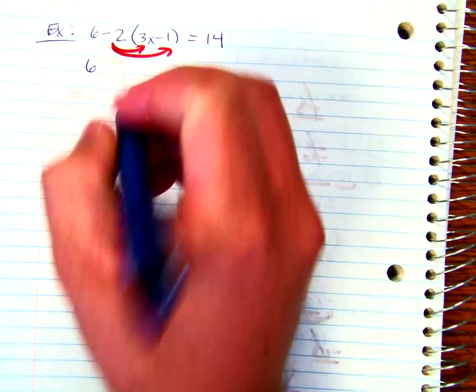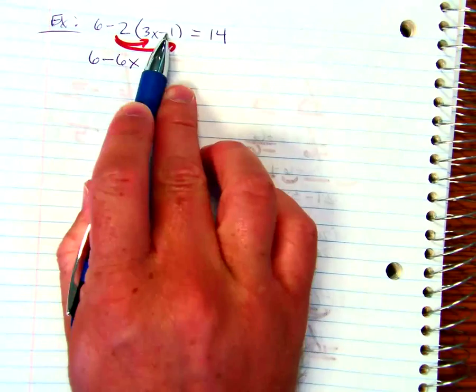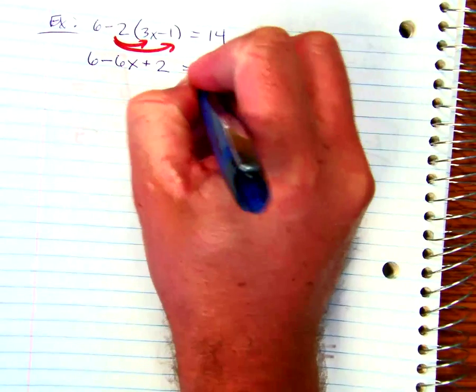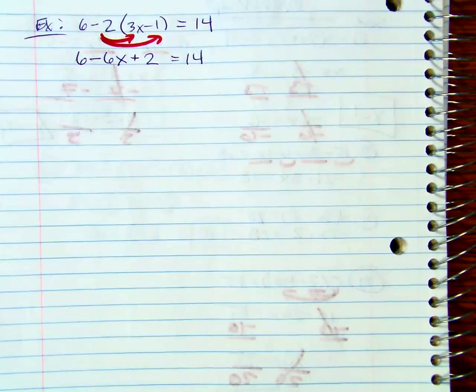-2 times 3x is a -6x, so we will write minus 6x. -2 times -1 is a +2, so we will write +2. And it equals 14. Now that we've distributed, we can do the other half of this. We can combine our like terms.